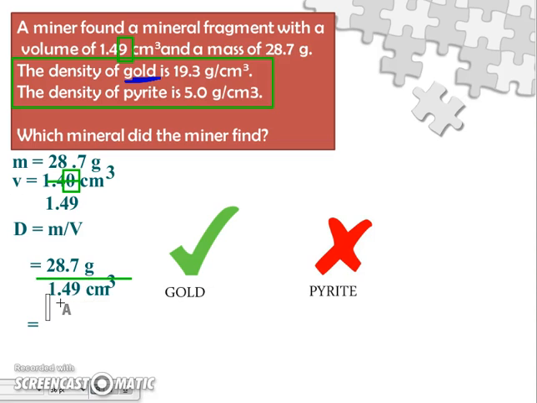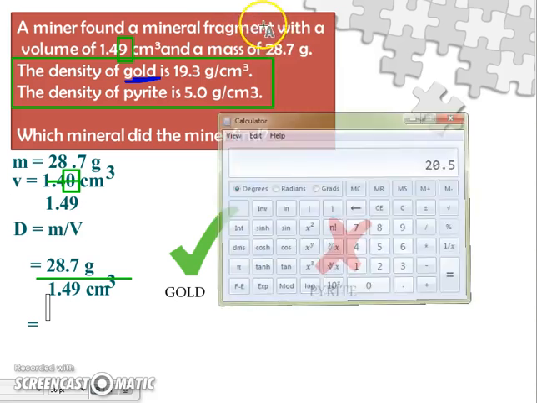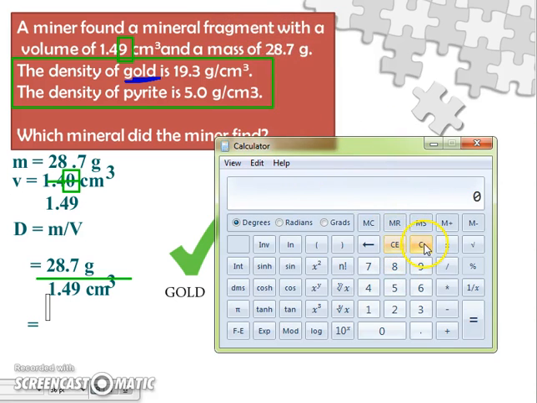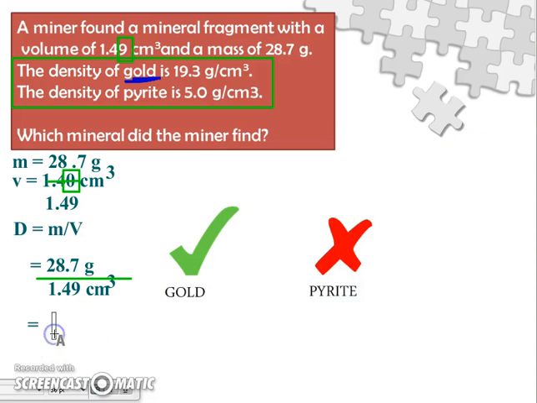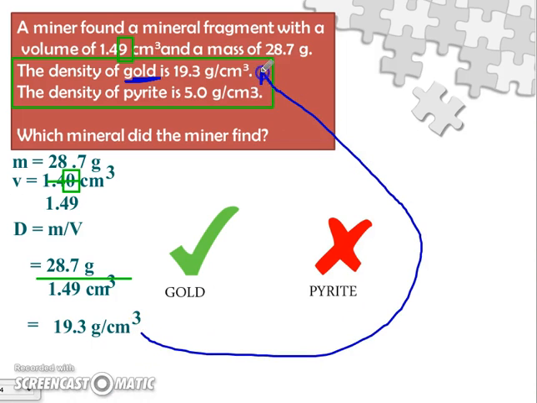1.49 centimeters cubed. Let's try again. Get out our calculator. 28.7 divided by 1.49 gives us 19.3. And so we do end up actually with one of the answers that was provided, 19.3 grams per centimeter cubed, which is the density of gold. So which mineral did the miner find? He found gold. Lucky miner.